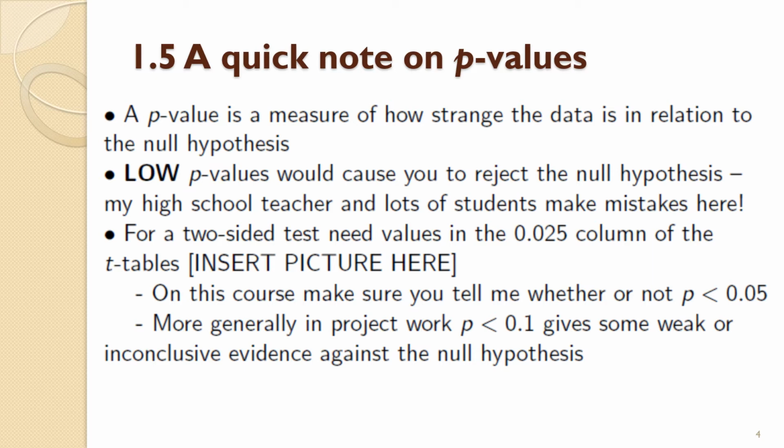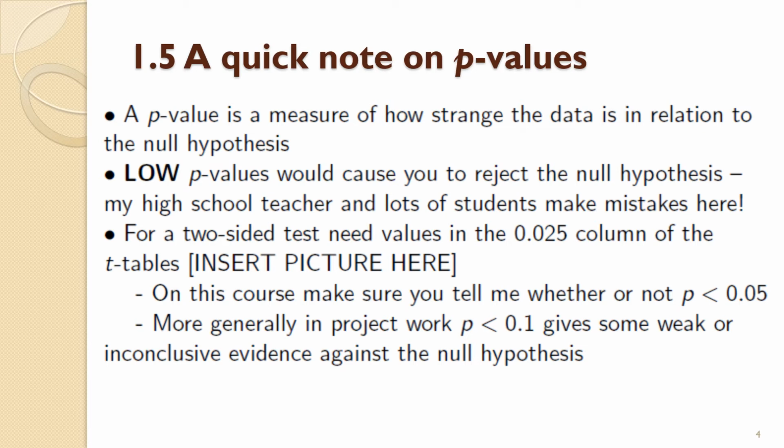So the point of this is you have a 2.5% probability that it's less than 0 or a 2.5% probability that it's greater than 0. So these add up to a 5% probability. The important thing is whether or not you tell me if the p-value is less than 0.05. It's sort of nice and easy.